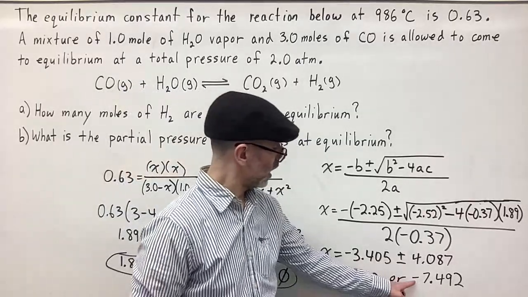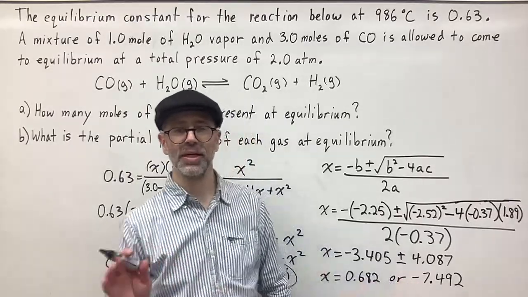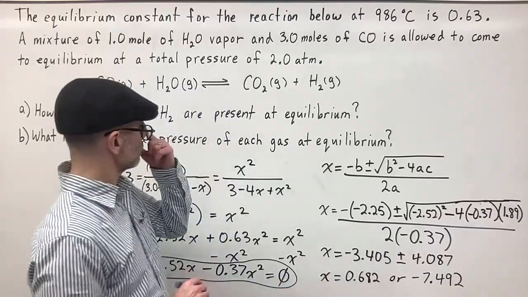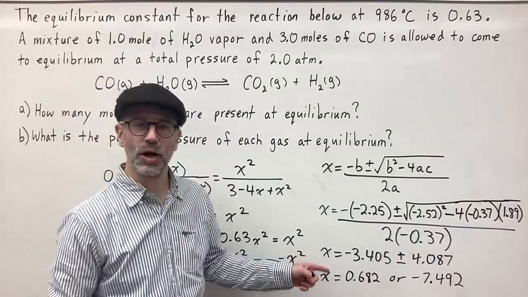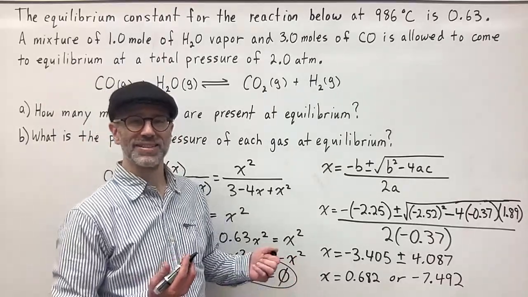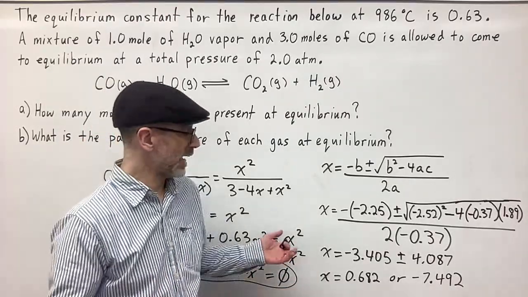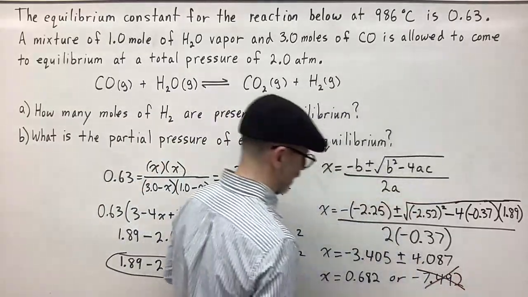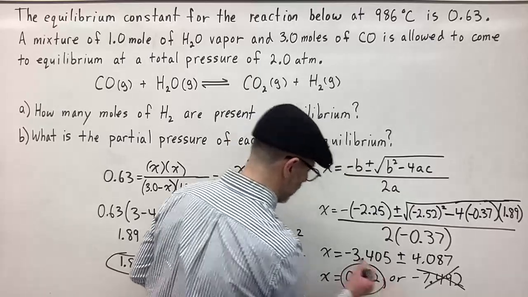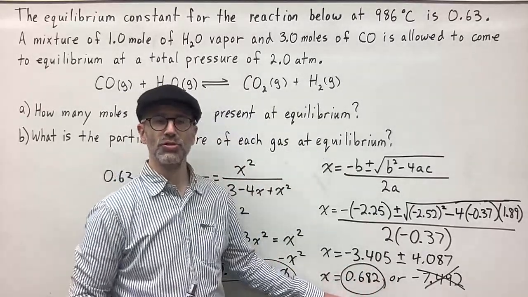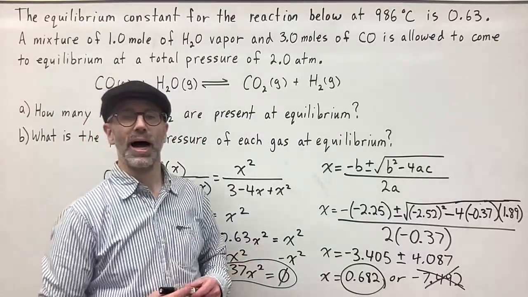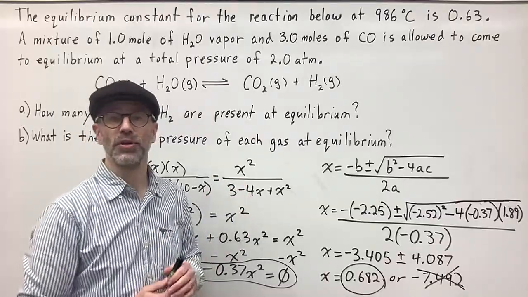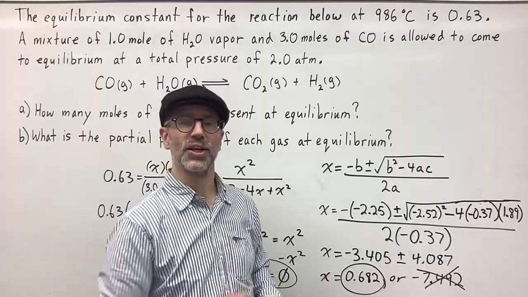And you'll see that the negative one is not going to be allowed because we're talking about x here. And our x value, if you remember from our ICE table, x is the amount that's being changed, and you can't have a negative amount, so that's not going to be the right answer. So here is our x value here. So now what we can do is use that x value and plug it into our original expressions for the equilibrium concentrations. So let's go back to that.